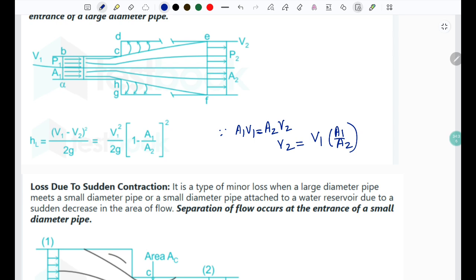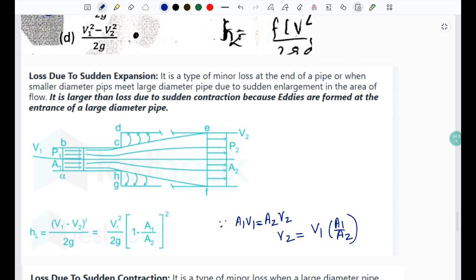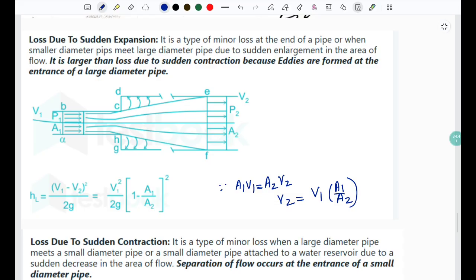Yes, the previous question was dependent upon the concept of minor losses in pipes. We'll just quickly revise it. The loss due to sudden expansion is a type of minor loss at the end of the pipe when a smaller diameter pipe meets a large diameter pipe due to sudden enlargement in the area of the flow, and this loss is larger than the loss due to sudden contraction because eddies are formed at the entrance of a large diameter pipe. That is, at the entry you see eddies here.